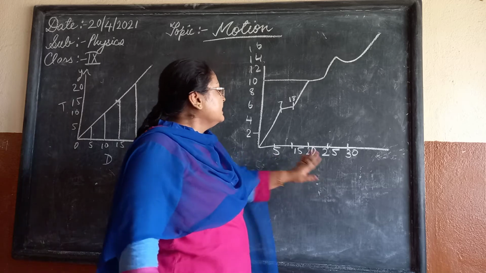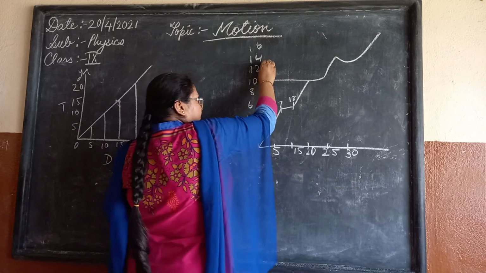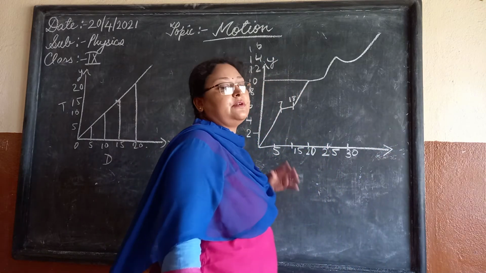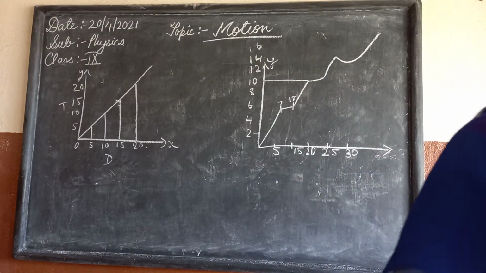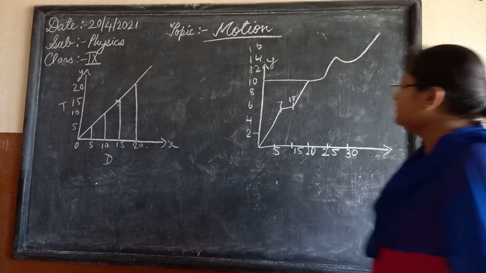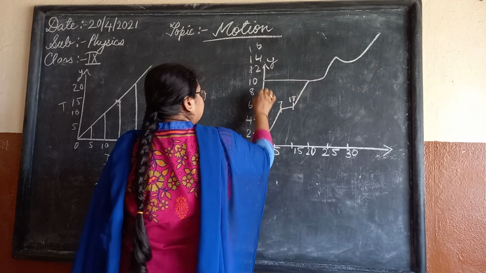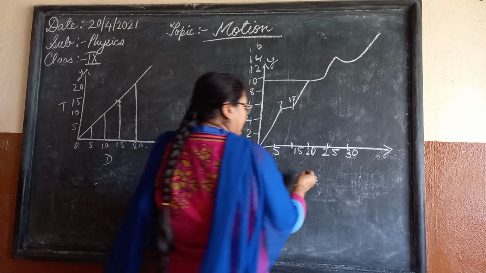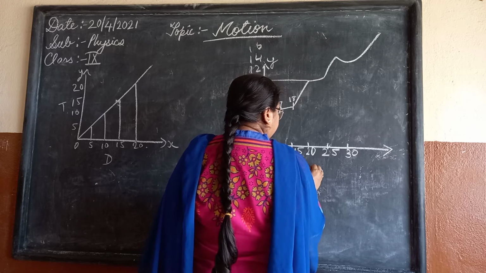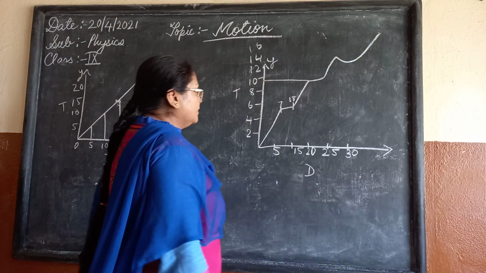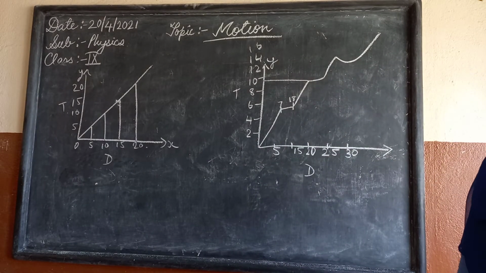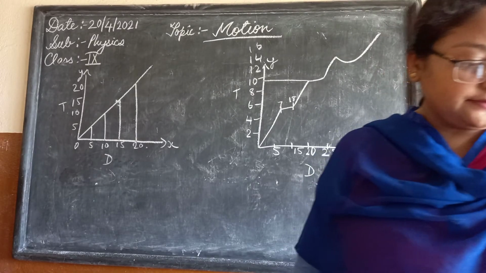Okay? So when the object moves unequal distances in equal interval of time, that is what we call non-uniform motion. Equal interval of time means we have taken 2, 4, 6, just like this interval, and we have taken unequal distances here. So distance will be here and time will be here. It is moving with unequal distances in equal interval of time. That is what we call non-uniform motion itself.